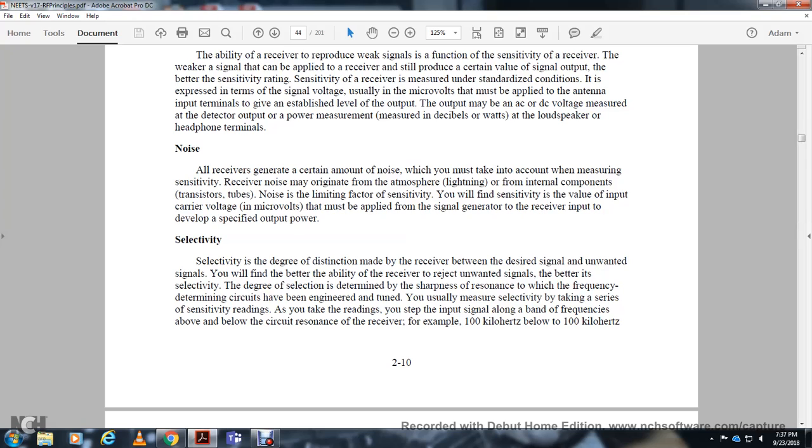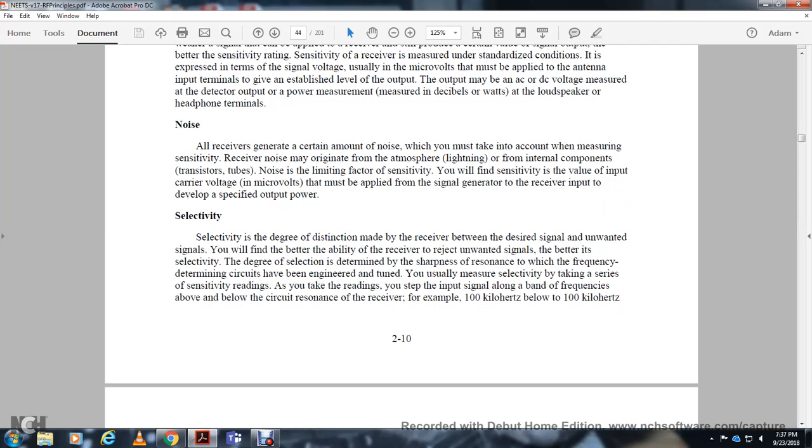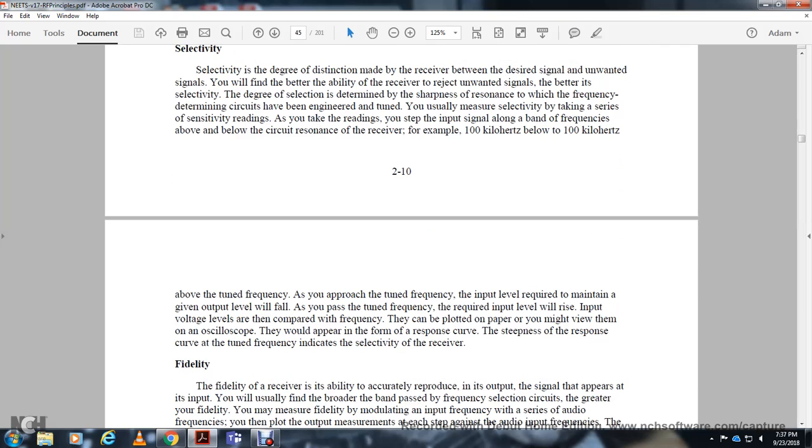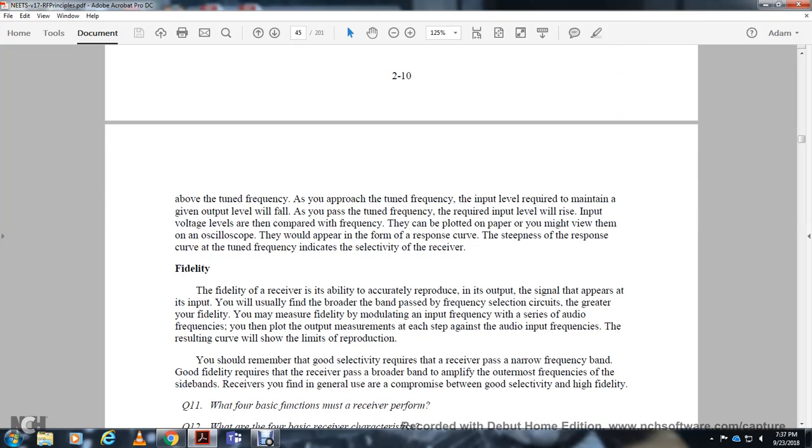You apply an input signal at frequencies above and below the circuit resonance of the receiver, for example 100 kilohertz below and 200 kilohertz above the tuned frequency. As the tuned frequency is approached, the input level required to maintain a given output will fall. Past the tuned frequency, the required input level will rise. You compare the input voltage with the frequency and plot it on paper. The shape and steepness of the response curve indicate the selectivity of the receiver.